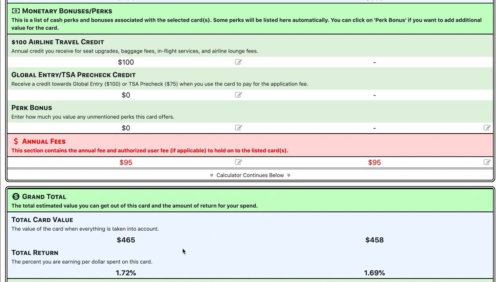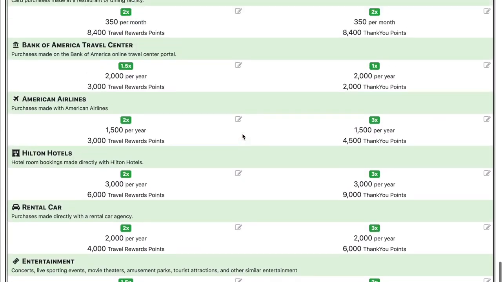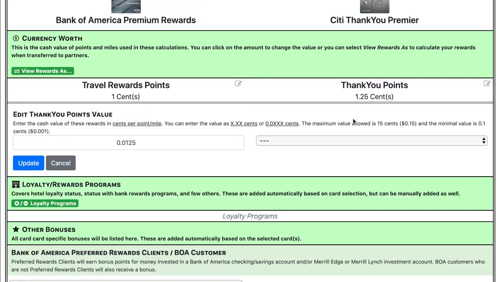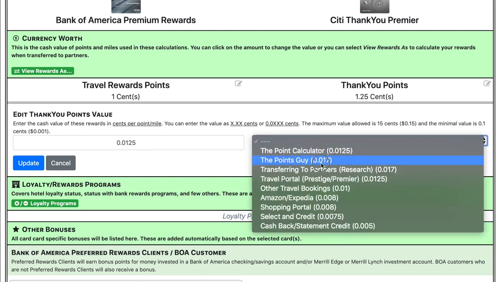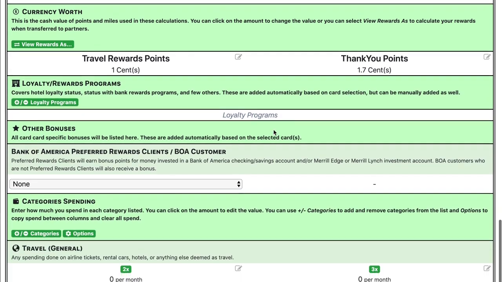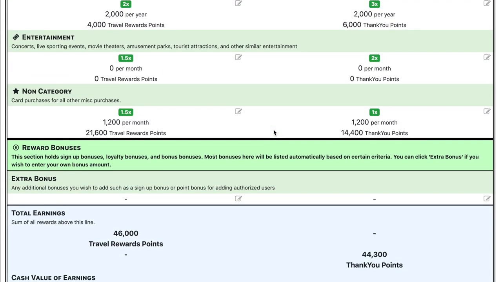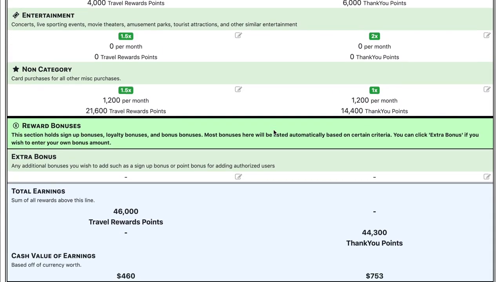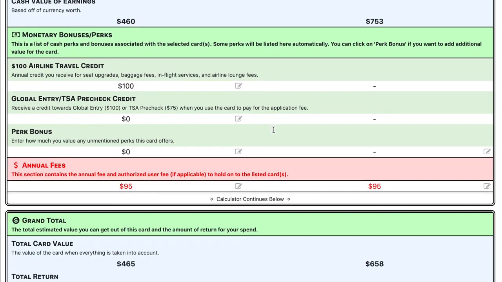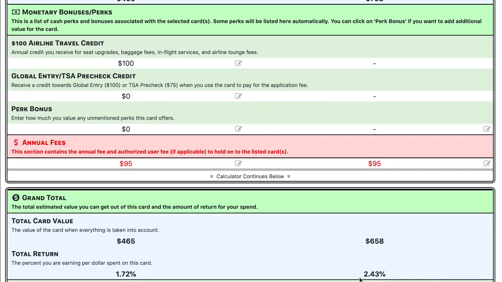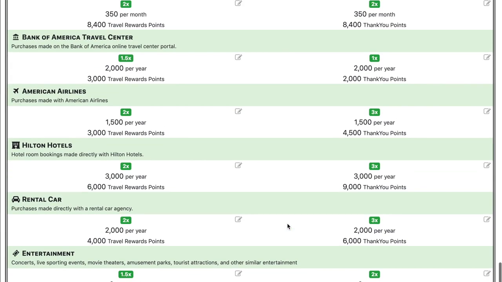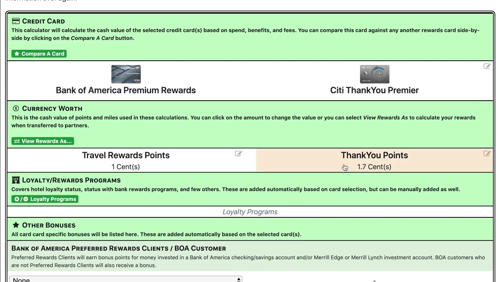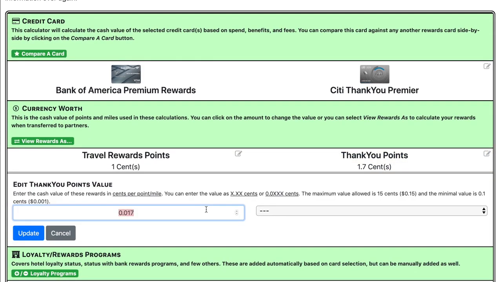So again, the Premium Rewards card comes out on top, but just remember that the Thank You points can be worth a lot more if you're able to get more value out of these points. Obviously, it will take the lead. So let's bump it up to 1.7 for instance and scroll back down here. Now you're looking at 753, and then after the fee is factored in, you're looking at 658. So not a bad return there. 2.43% is not too shabby. So what about when these points are worth 1 cent each? Let's go ahead and bump it down to 1 cent.